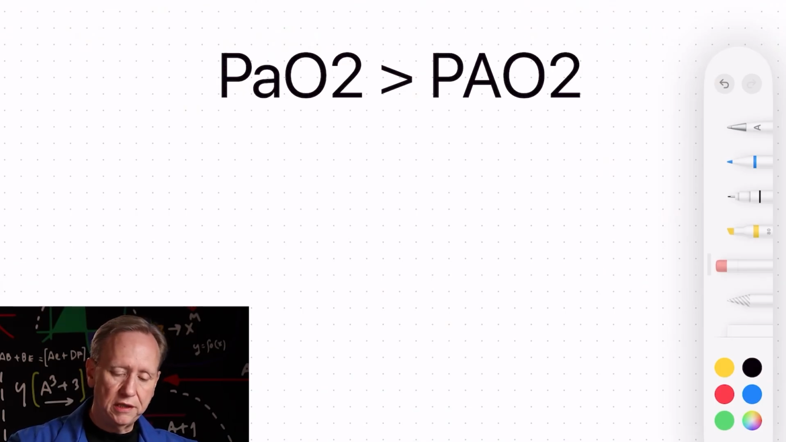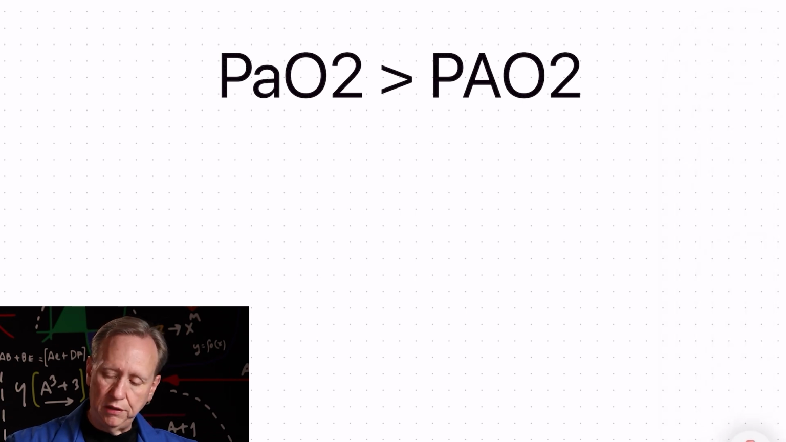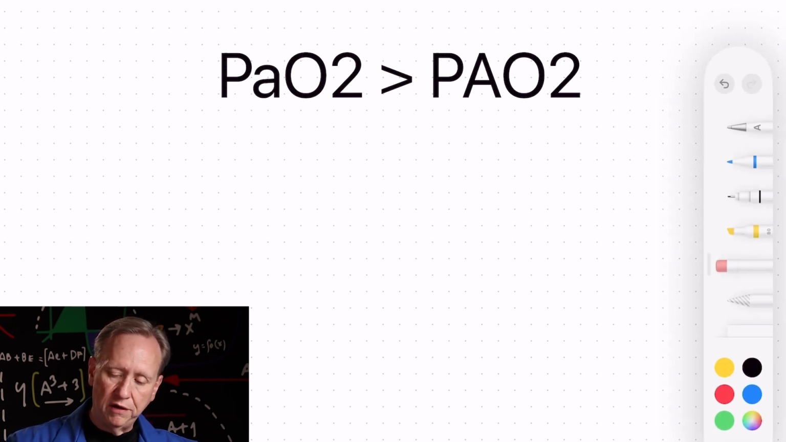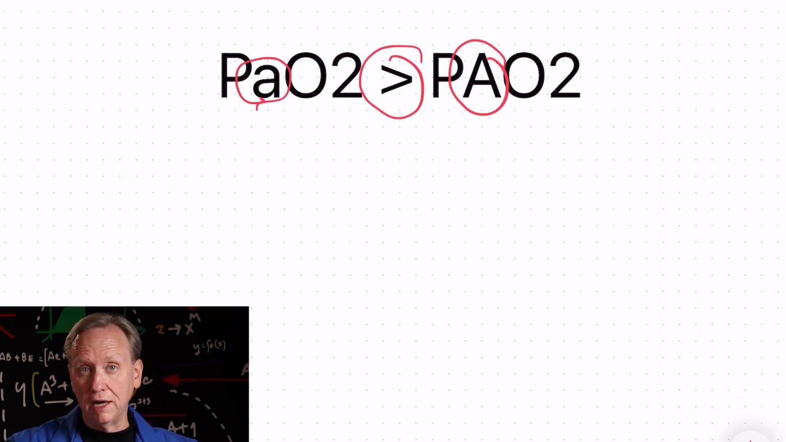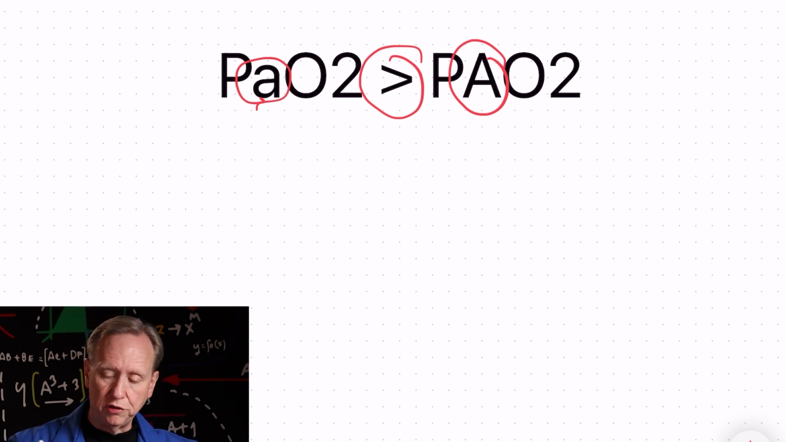Okay, remember what we're asking here, is it possible for the PaO2, in other words, the amount of oxygen that's in the artery, is that possible right here to be greater than what is in the alveoli? And the answer is absolutely not. It is impossible. And let me just show you why.